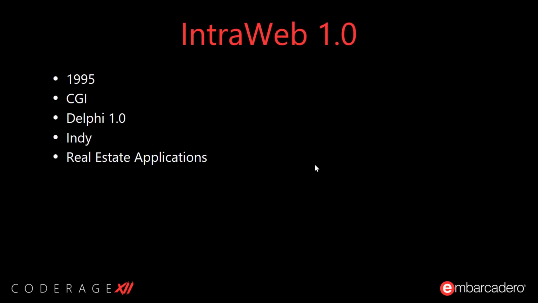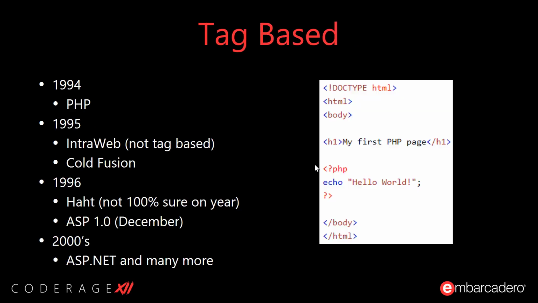So IntraWeb 1.0 was originally '95. It was a CGI application, Delphi 1.0, and it was written on Indy because back then plugging anything into a web server was very difficult, and the web servers were very limited. And we had been developing real estate applications for some customers, and we developed IntraWeb around our work to make that quite a bit easier.